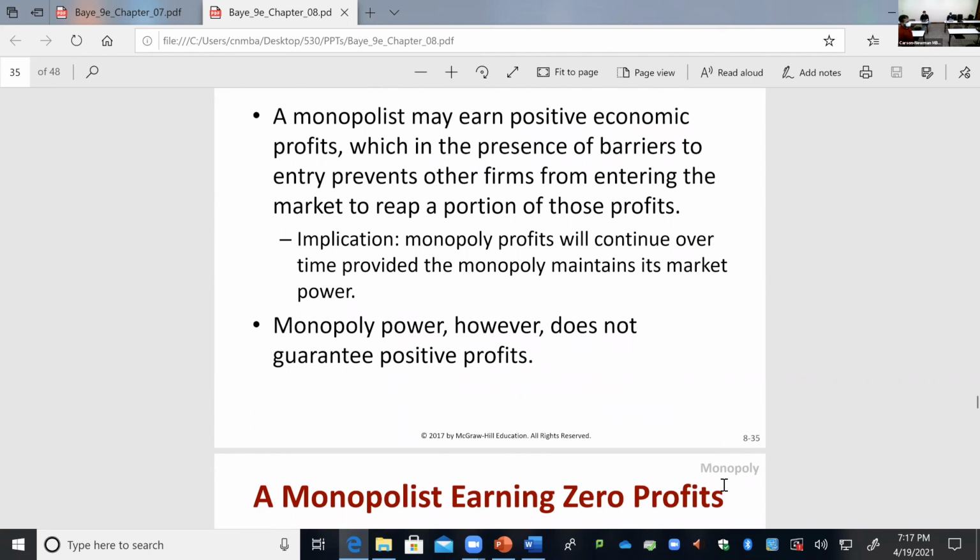Now, a monopolist obviously has barriers to entry. If there were no barriers to entry, there would be other firms in the industry. Quite often, those barriers are patents. Those barriers are also natural barriers such as economies of scale.